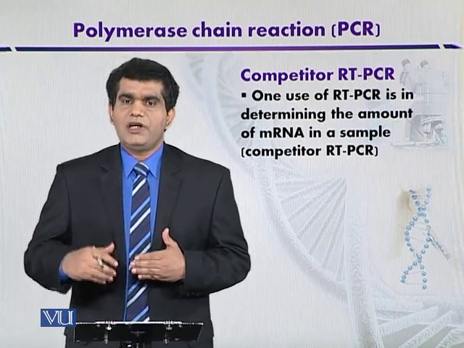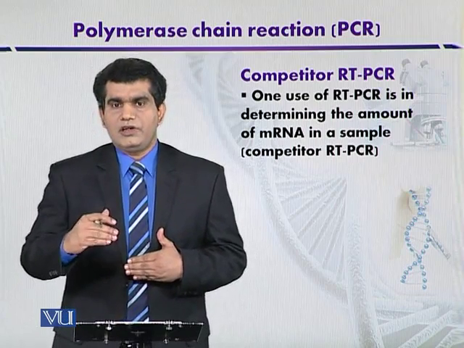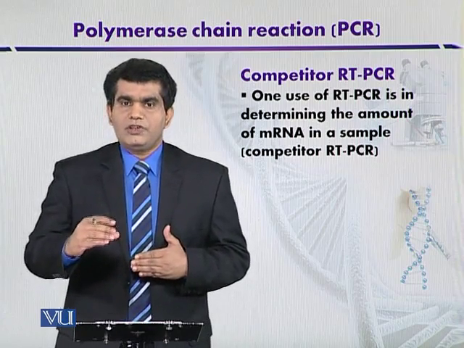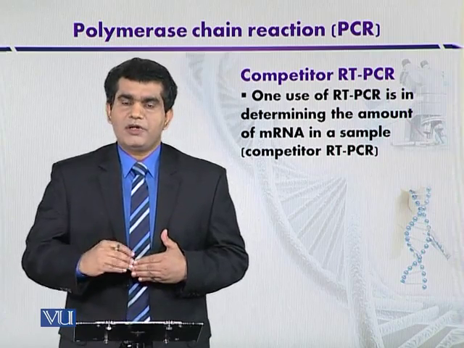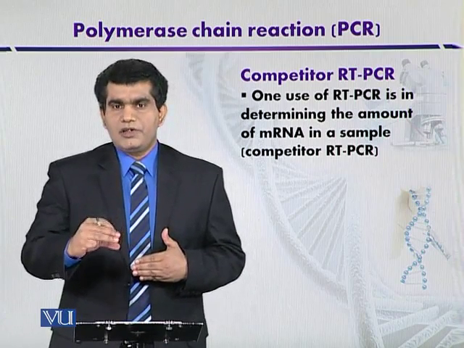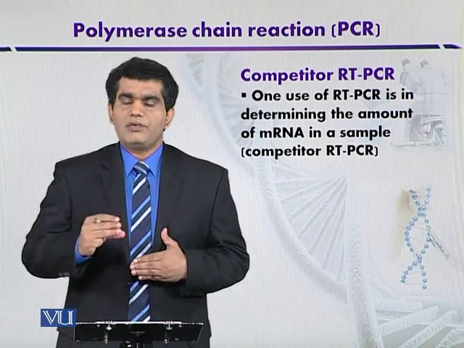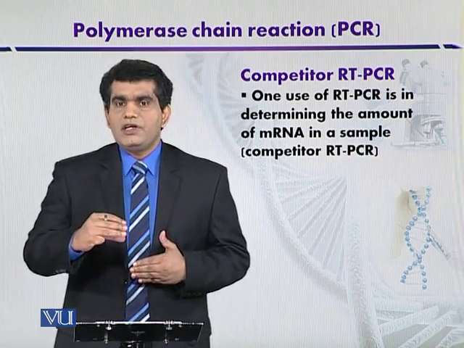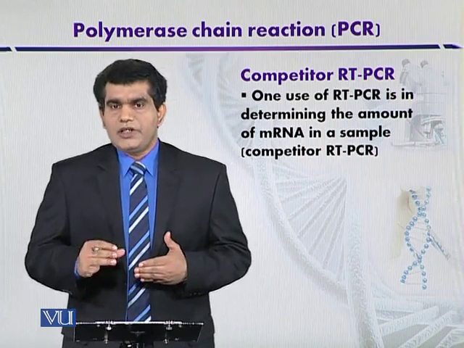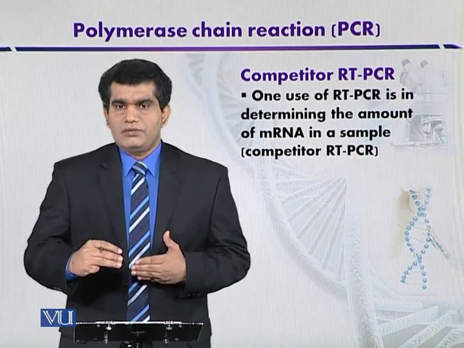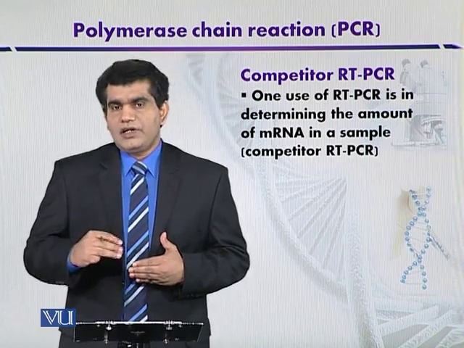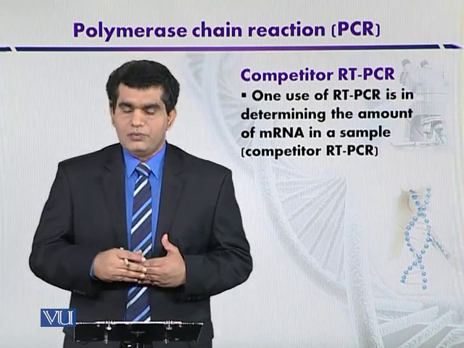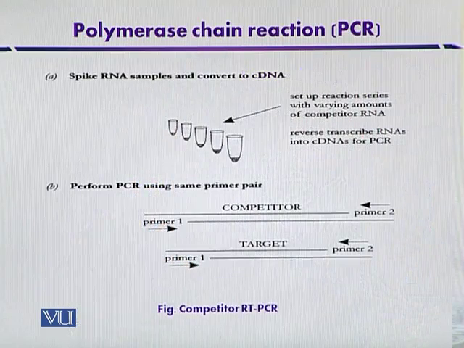Now what will be the advantage of the small size or the large size difference? The advantage is that कि जब हम इसको जेल पे रन करेंगे तो हम डिफ्रेंशिएट कर पाएंगे कि ये मॉलिक्यूल एक पर्टिकुलर साइज का है तो ये कंपटीटर आरएनए का है और ये जो है ये हमारा टारगेट आरएनए है. दोनों की इंटेंसिटीज को कंपेयर करके we can calculate that this is the actual amount of our target RNA that is present in the reaction mixture. How we can do it? We will explain with the help of diagram.